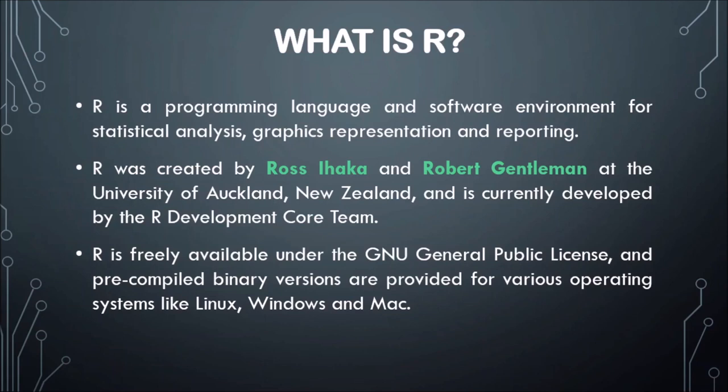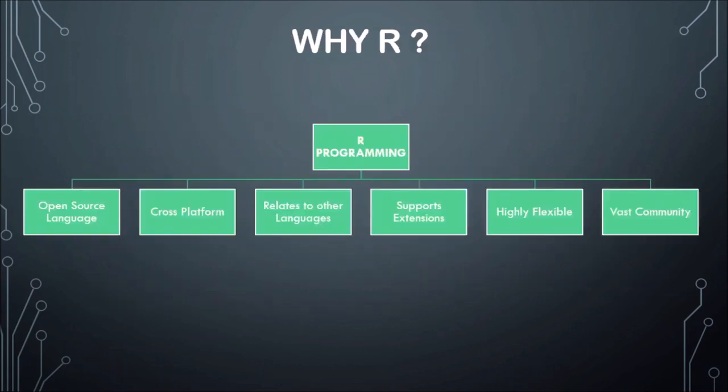So why should you go for R software? Because R programming is an open source language. It is available across all platforms and it is also freely available. So if you have Linux, you can install R. If you have Windows, you can install R, and if you have Mac, you can still install R on your desktop. It is related to other languages also, like Python, Java. It supports a lot of extensions, so it is really helpful. It is highly flexible. You can create your own programs in R programming and you can write your packages also.